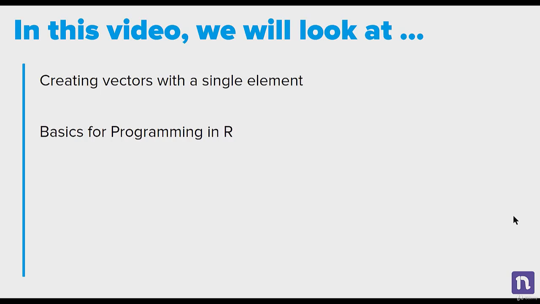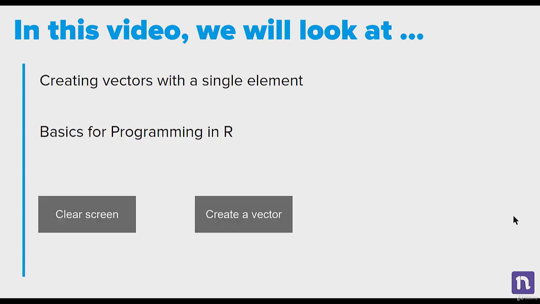In order to work in the R programming language, you need to know some very basic operations. Things such as how to clear the screen, how to create a vector, how to see what are all items present in the R console. These kind of things are very essential. In this video, we will see all of these aspects and also see how to create a vector that contains only one element.